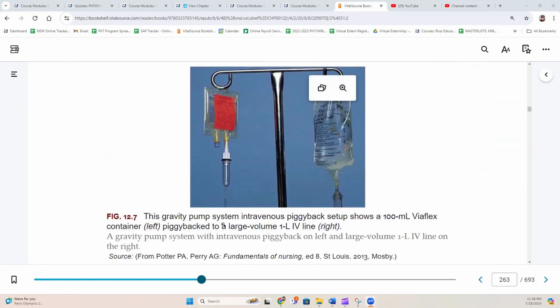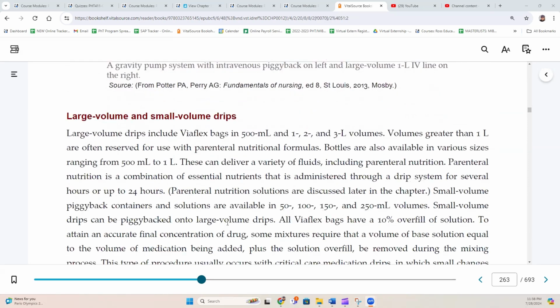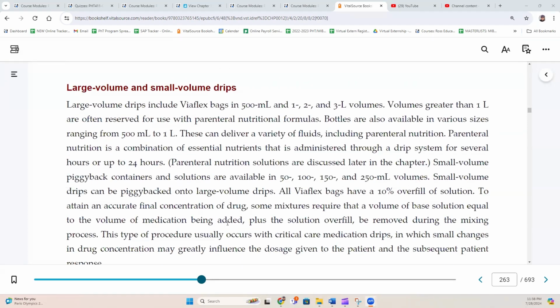Figure 12.7 shows the gravity pump system intravenous piggyback setup with a 100 ml ViaFlex container piggybacked to a large volume IV, 1 liter IV line. Large volume drips include ViaFlex bags in 500 ml and 1, 2, and 3 liter volumes. Volumes greater than 1 liter are often reserved for use with parenteral nutritional formulas. Bottles are also available in various sizes ranging from 500 ml to 1 liter. These can deliver a variety of fluids, including parenteral nutrition.